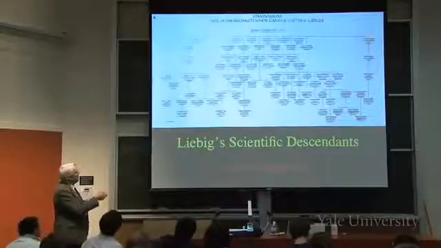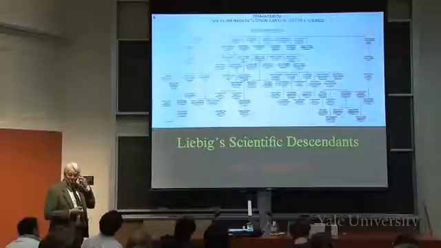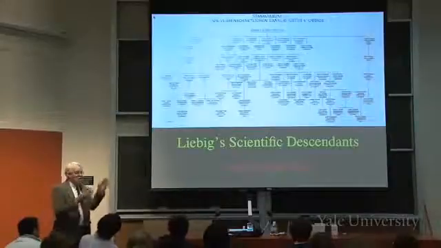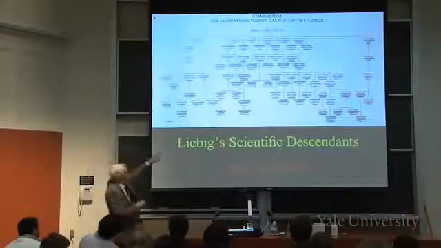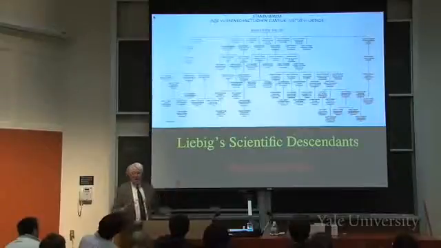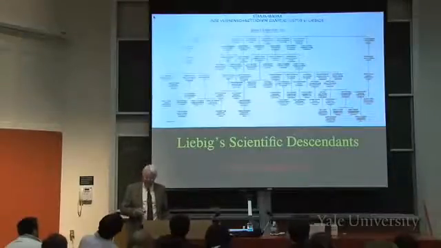And the ones in red are ones who got the Nobel Prize, the ones with red on them. And you could extend it now. This stops in the middle of the 20th century. Practically everyone's descended from Liebig, including you.